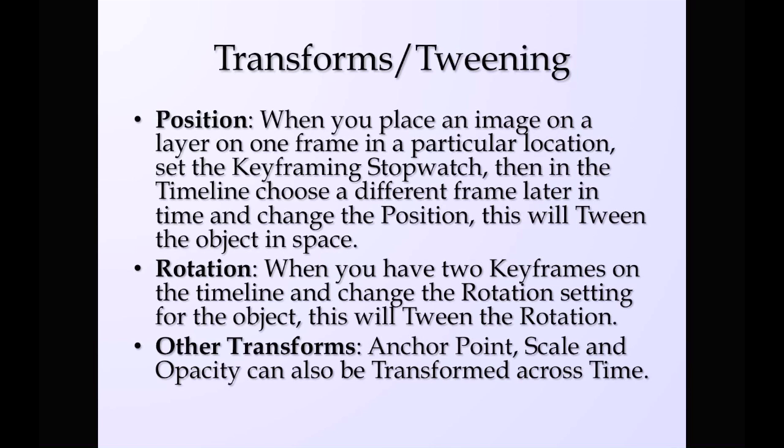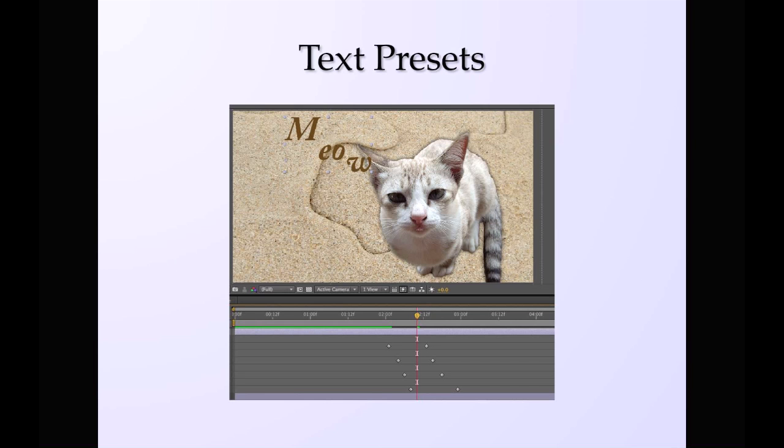Other transforms that are available that we've worked with, the anchor point, you can tween the anchor point. Scale, you can tween the scale, make it get bigger and smaller. You can even make it not stay in proportion so it gets fatter or taller. You can tween opacity, and that also can make it either be invisible at the beginning and become more visible, or it can fade out. These can all be transformed across time.